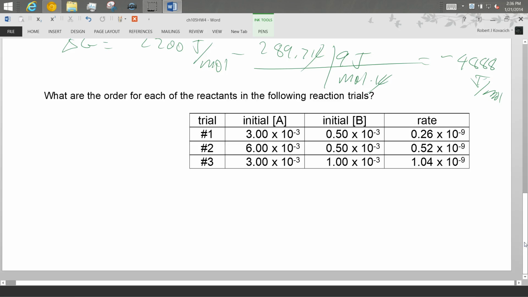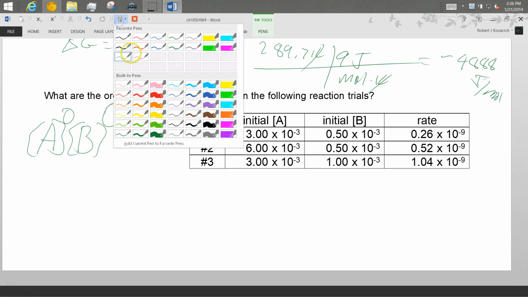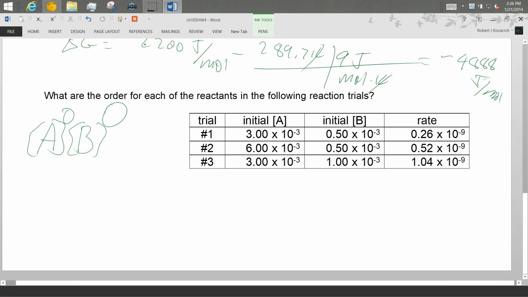All right, what is the order of reactants for each of the reactants in this trial? Okay, so I've got trials 1, 2, and 3, and so what I want is A with an exponent and B with an exponent. So what are those exponents? How are we going to figure that out? What's your process? Trial 1, what about it? It doubles an initial A and also doubles a weight. You mean trials 1 and 2?